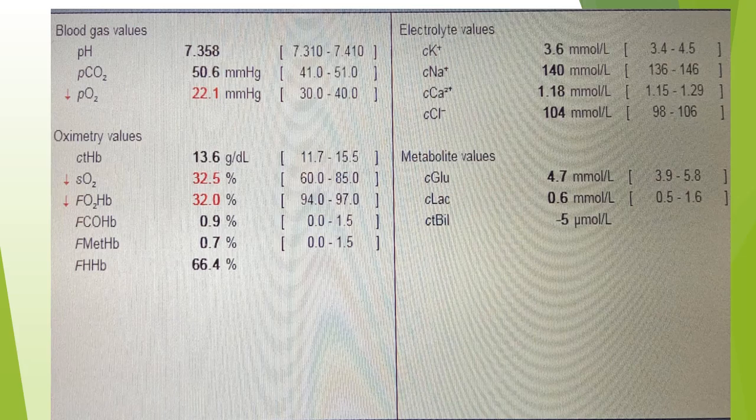Then from the VBG sample, we are going to look at the oximetry values. In the next slide, I am going to explain what oximetry values are and what we are looking at. The other information that we get from VBG sampling is electrolyte values and metabolite values. The same things we can see in the ABG result also.